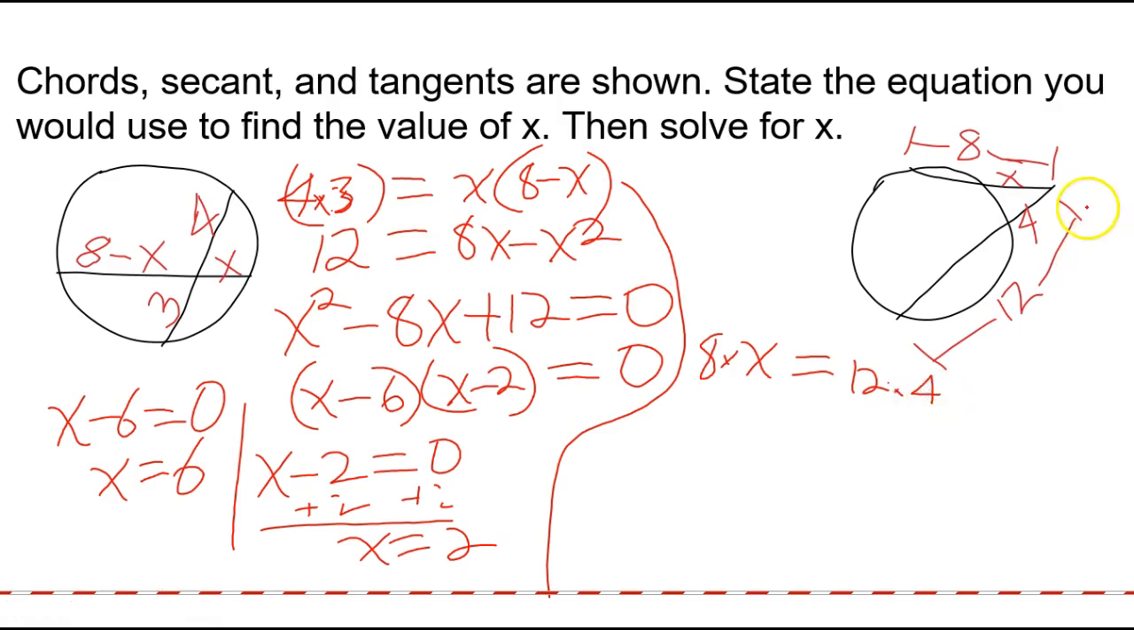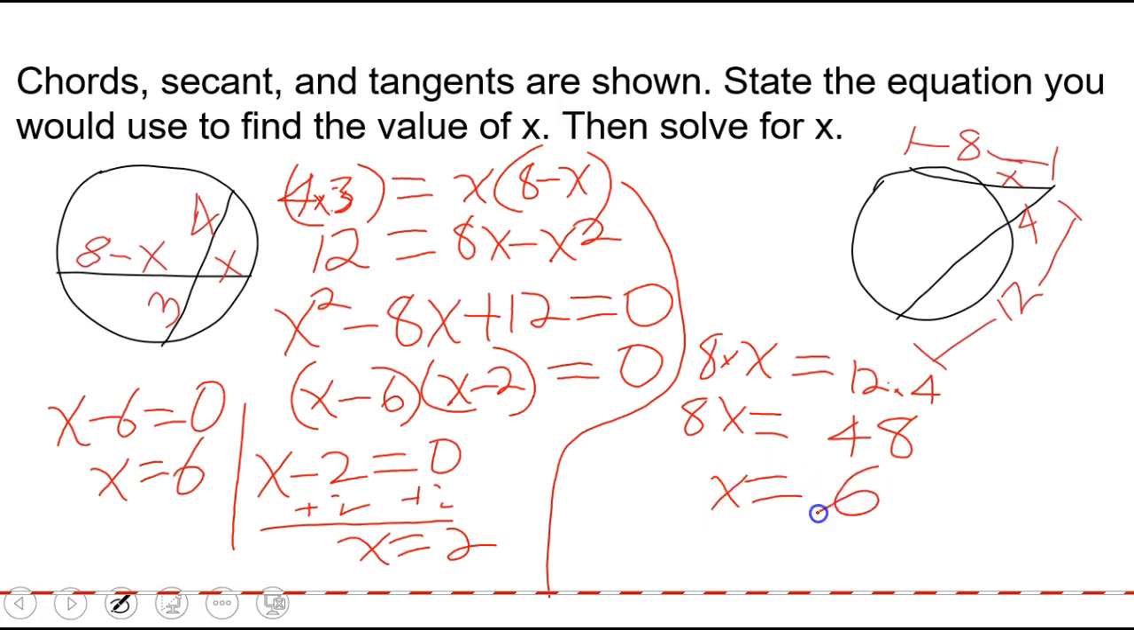So you take the whole length of the secant times the part that is outside the circle. The whole length, which is 8, times the part that is outside, and multiply. So you're going to get 8x, and 12 times 4 is 48. And then we divide both sides by 8. We get 6.